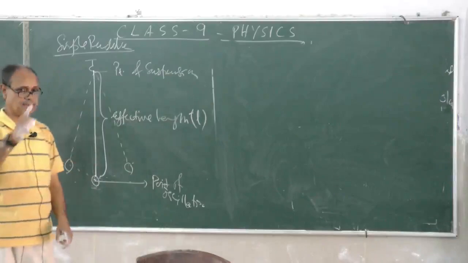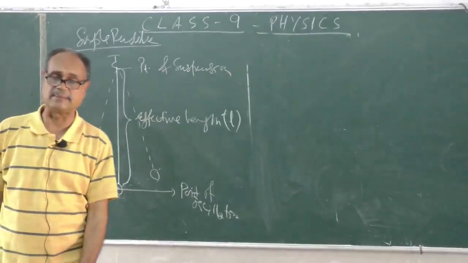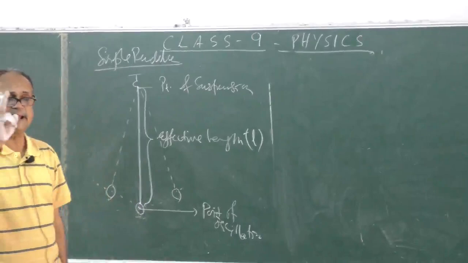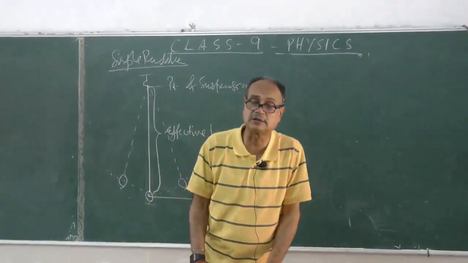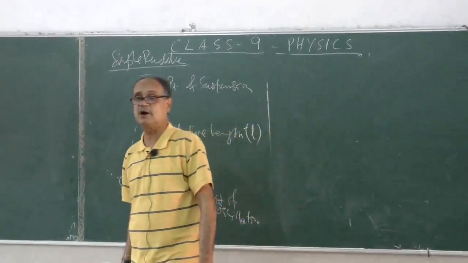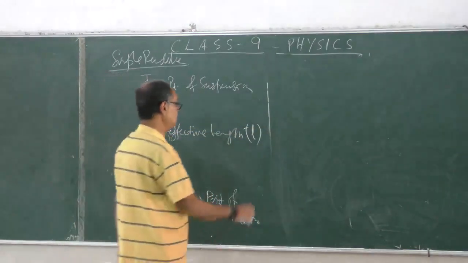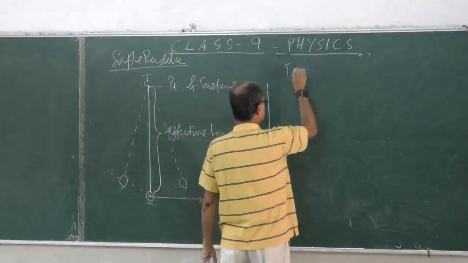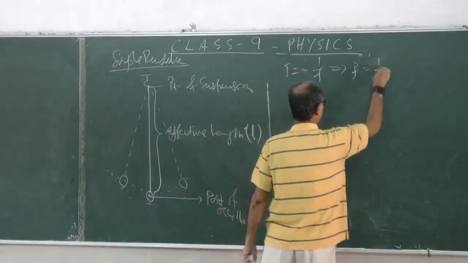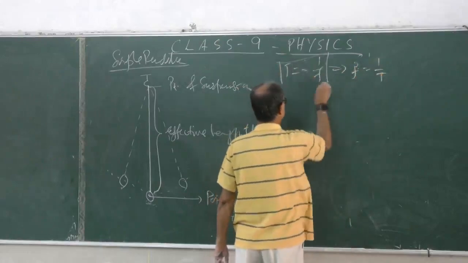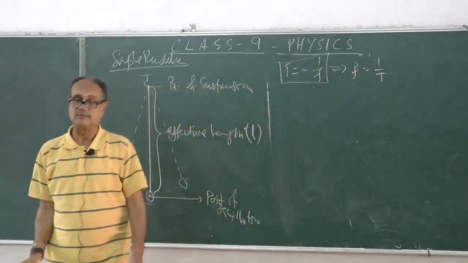When one complete oscillation takes place, the time taken is called the time period, denoted by capital T. The number of oscillations in 1 second is called the frequency, denoted by small f. The relation between T and f is T is equal to 1 by f, or f is equal to 1 by T, because the number of oscillations in 1 second is called the frequency.